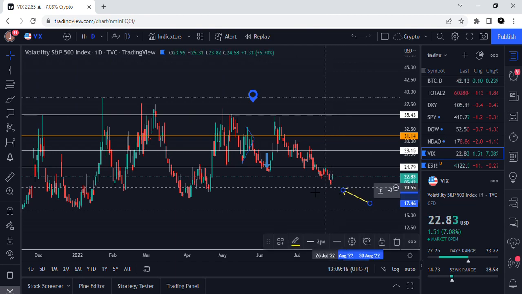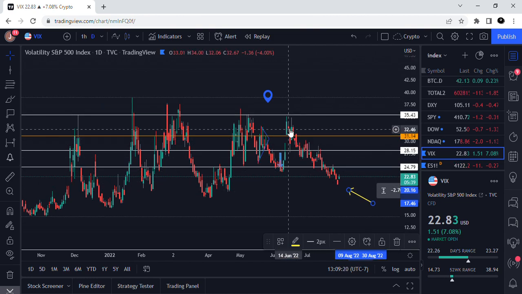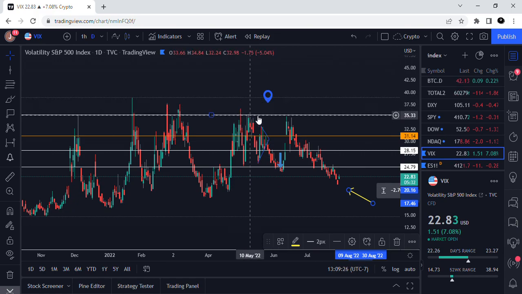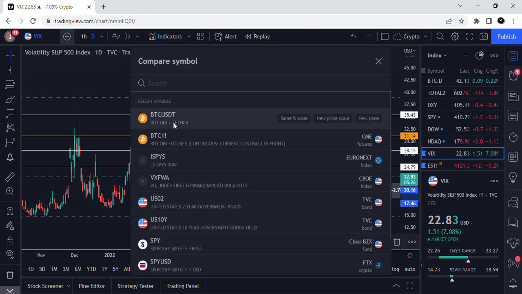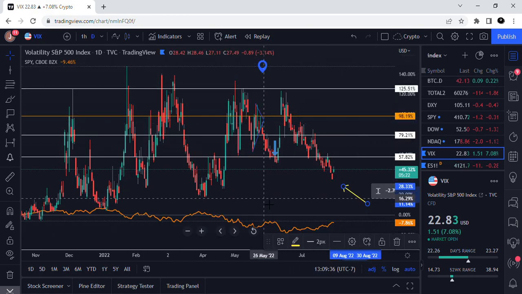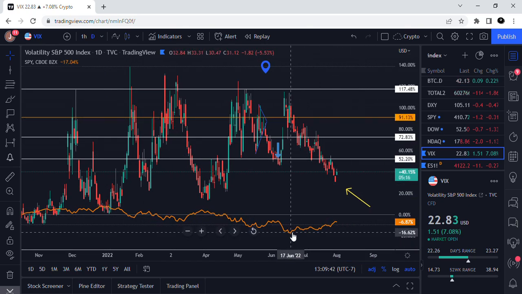So I'm familiar with that. It's called UVXY, and maybe for another day. So basically, VIX indicates the volatility, and before I was talking about waiting for a break of this boundary. So when the SPY was in this danger zone here, right around here, I was talking about watching for this.